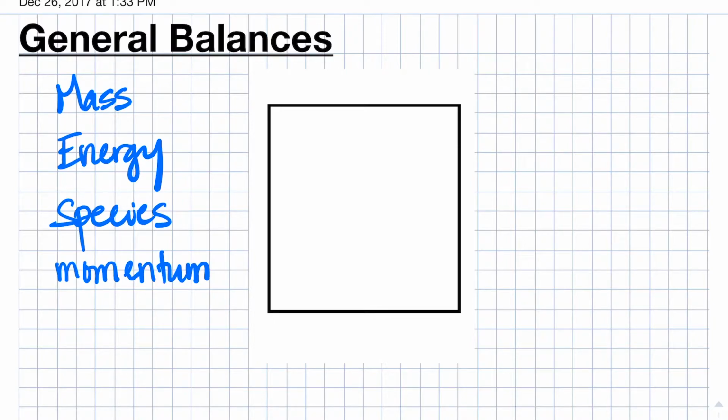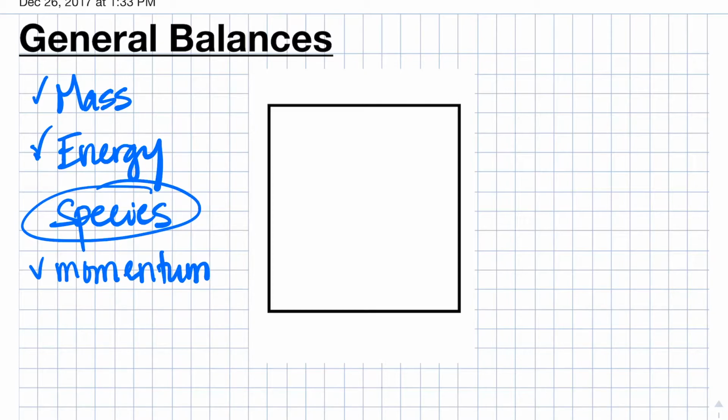As you can see, these three, mass, energy, and momentum, are all conservation laws. You've heard of the conservation of mass, conservation of energy, the conservation of momentum, meaning that it has to come from somewhere. Mass isn't created or destroyed, energy isn't created or destroyed, momentum isn't created or destroyed. And there's a way to account for that. Species are a little different because you can have things react and turn into a different species, but there's a way still to account for them.